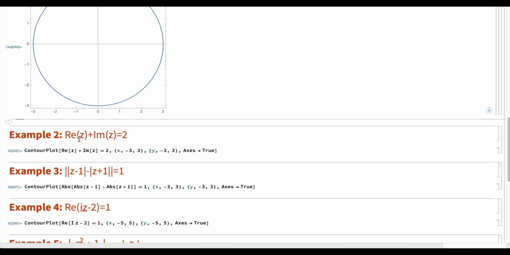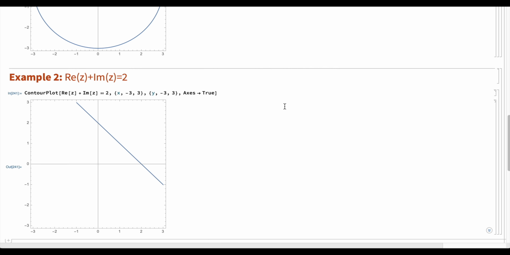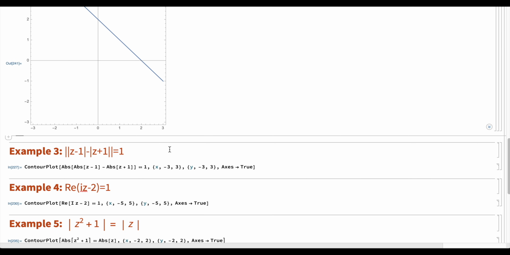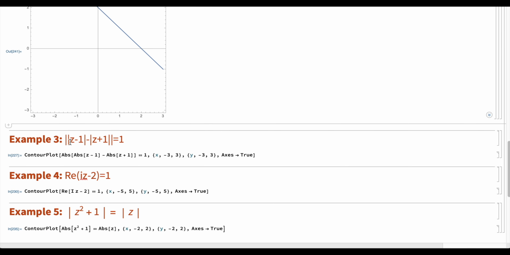Now let's look at this next example. So the real part of z plus the imaginary part of z equals 2. So this one is not too tricky to solve by hand. Notice that would just be x plus y equals 2. That's going to be a line with a slope of negative 1. And notice that's what we get if we plot that. Okay, nice.